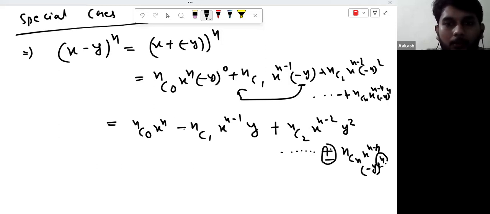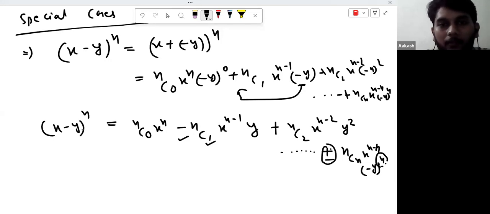Yes, sir. So remember this, for the coefficients nc1, nc3, nc5, all the values are negative. The rest of them are positive. So you can also write that in the expansion of x minus y, the terms where the power of y is odd will be negative, and for even it will be positive. Okay, note it down.